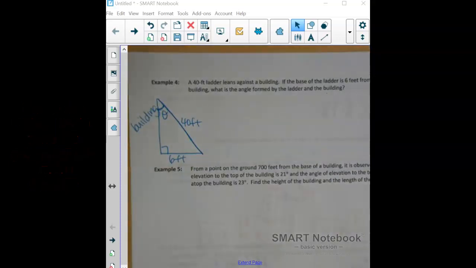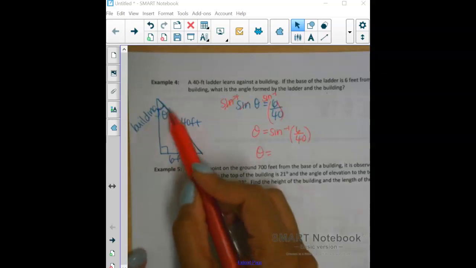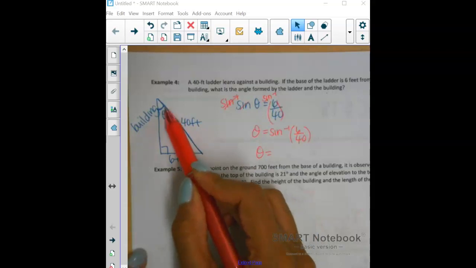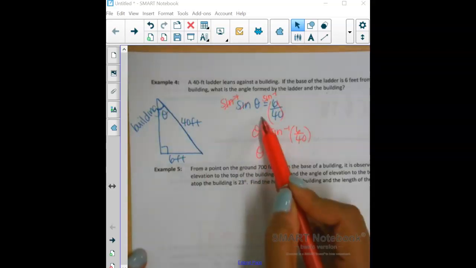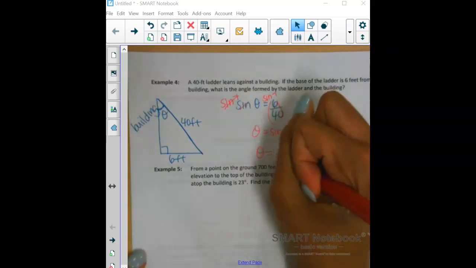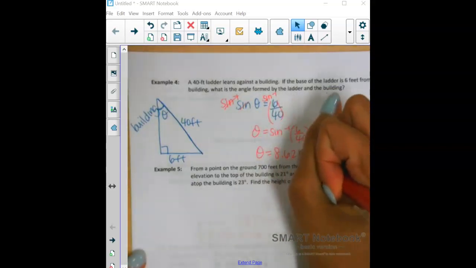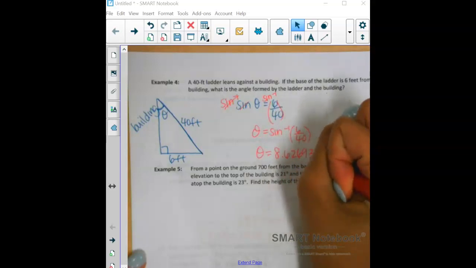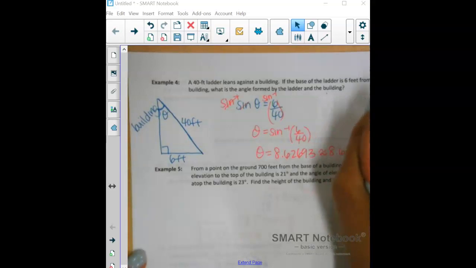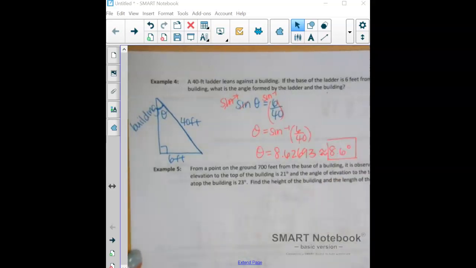Finish solving it if you haven't. So I got this part. Obviously, if you have theta all the way up here, not down here between the ladder and the ground, when it's between the building and the ladder, you're going to use the sine function. And when you're plugging this into your calculator, you should have gotten 8.62, something like this. I would have approximated this to about 8.6 degrees. Because remember, you're finding an angle measure, so make sure you put that degree symbol behind it.